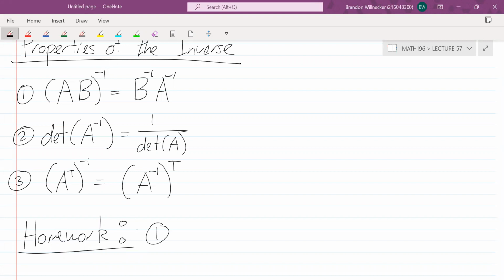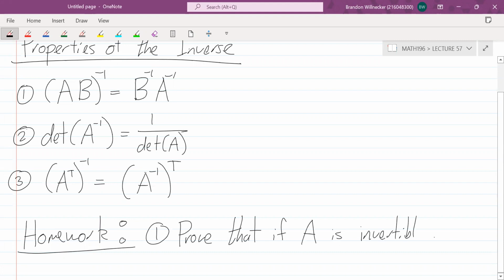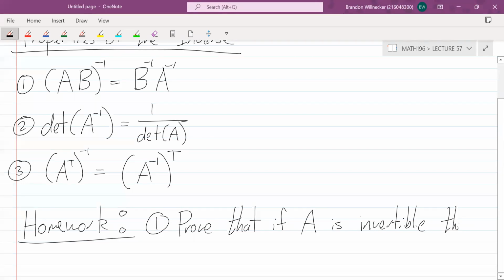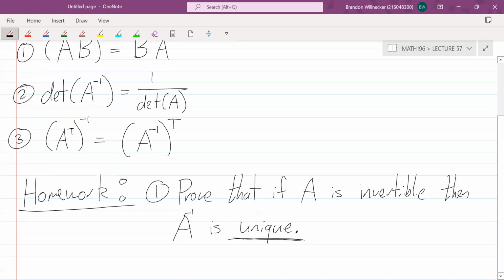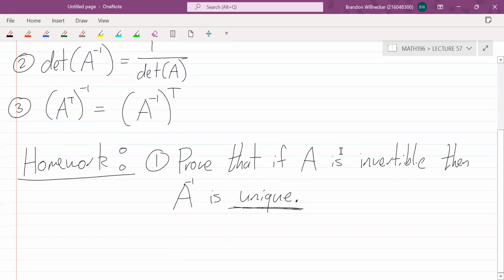So number one, prove that if A is invertible, and we know what that means, that the determinant is non-zero, then A inverse is unique. So there's only one inverse. I'll give you a little hint for that one. Let's just go through number two first.